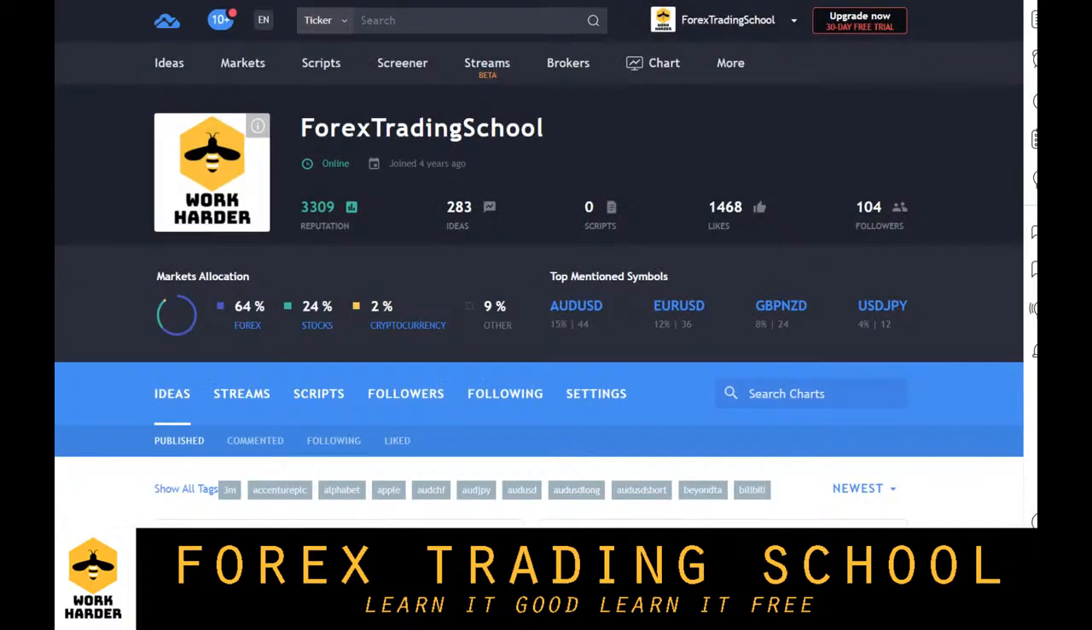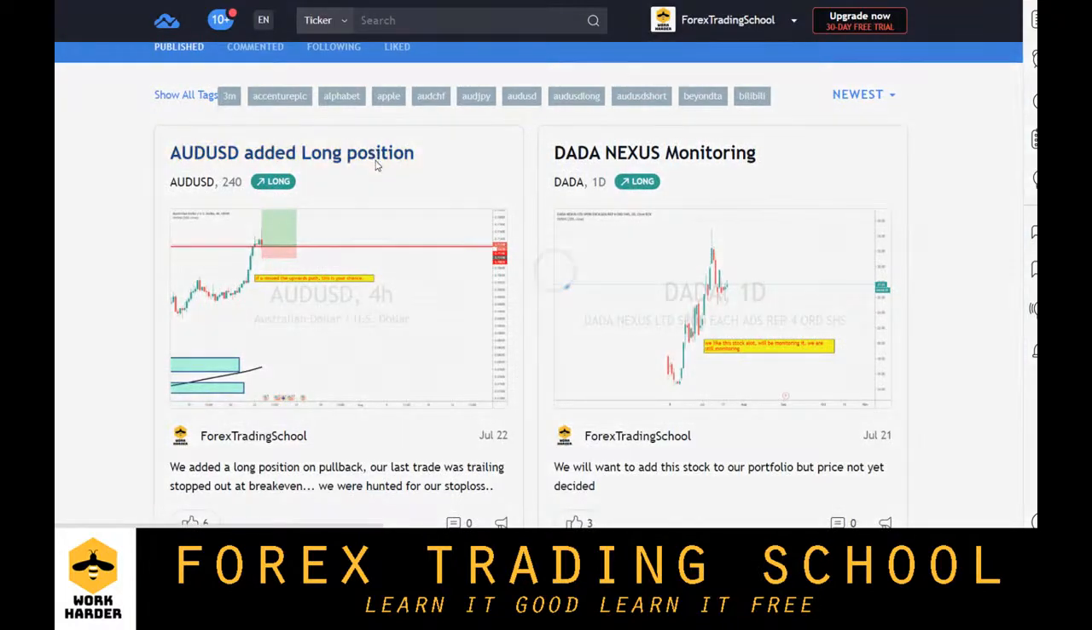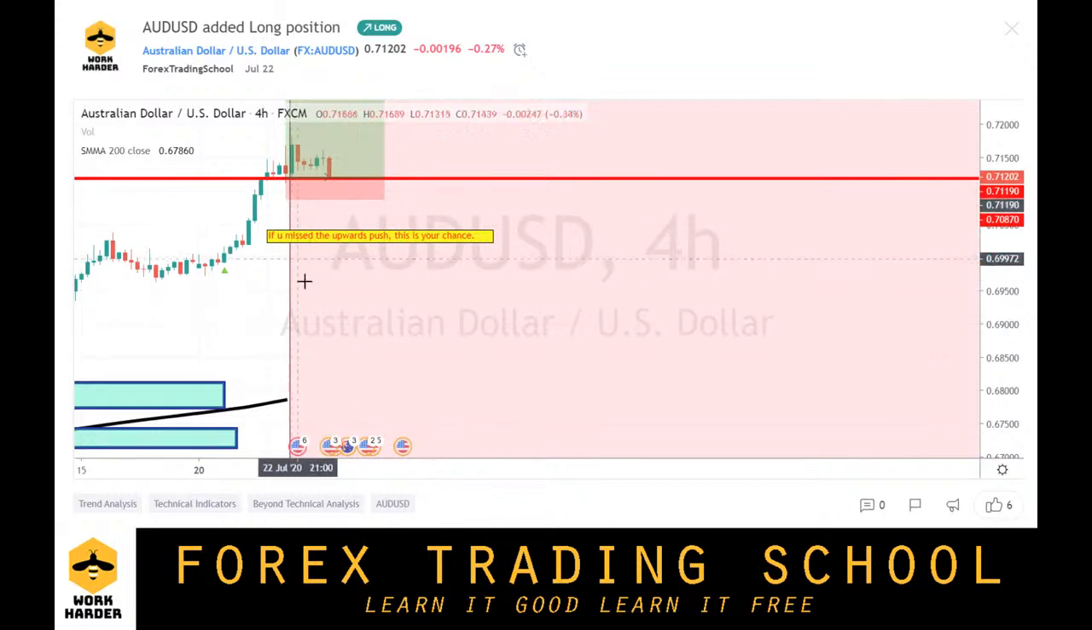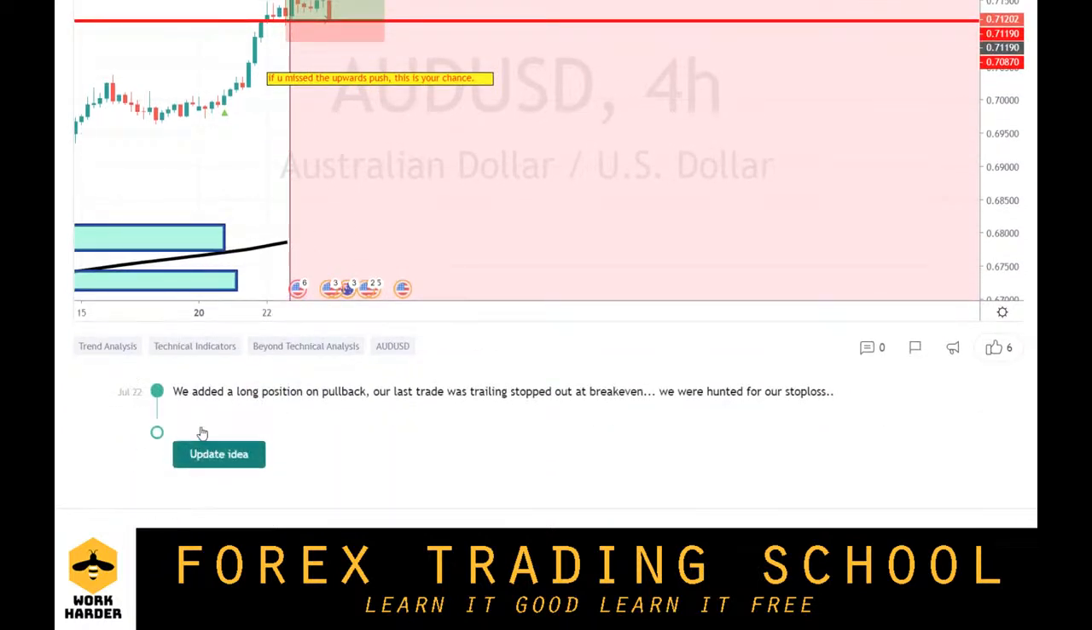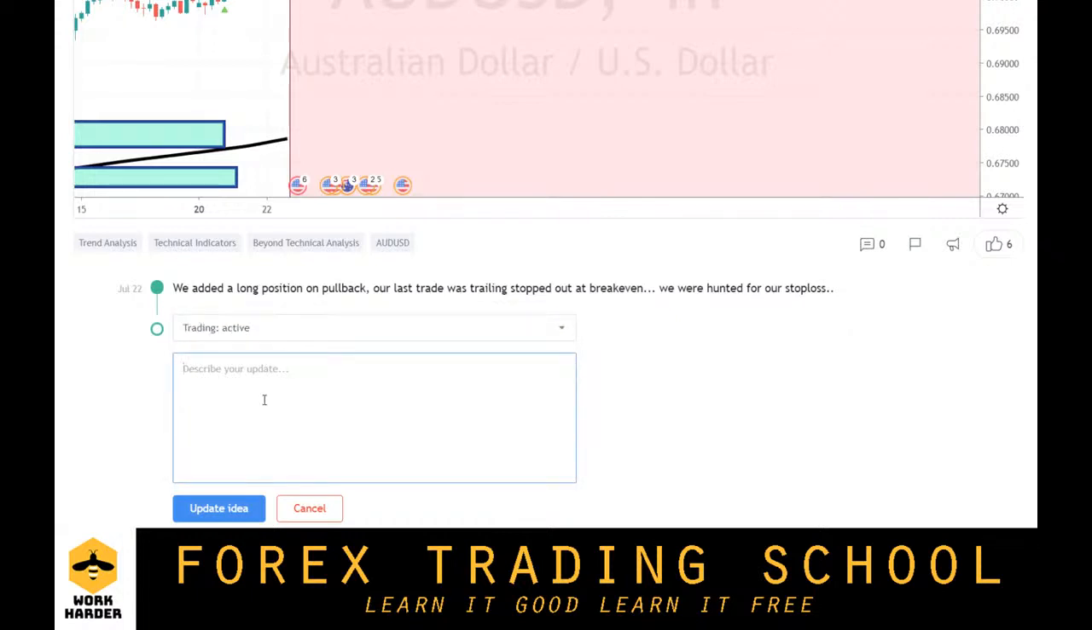Back to the profile. Okay, let's check it out. Aussie USD. When did we add this position? July 22nd. This trade was active. We took profit 10 pips already.